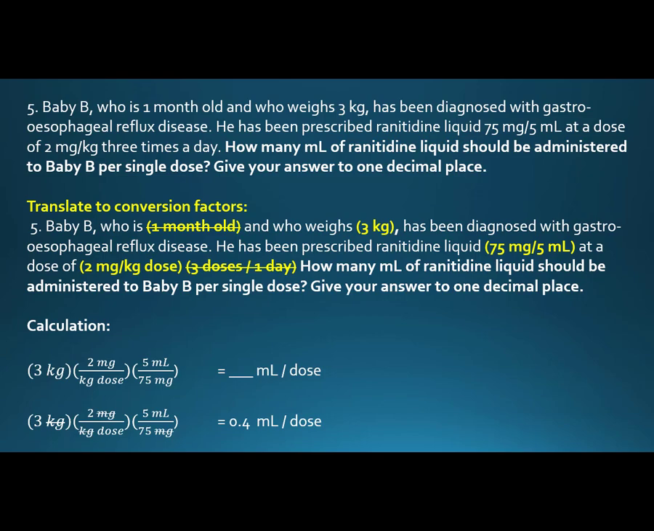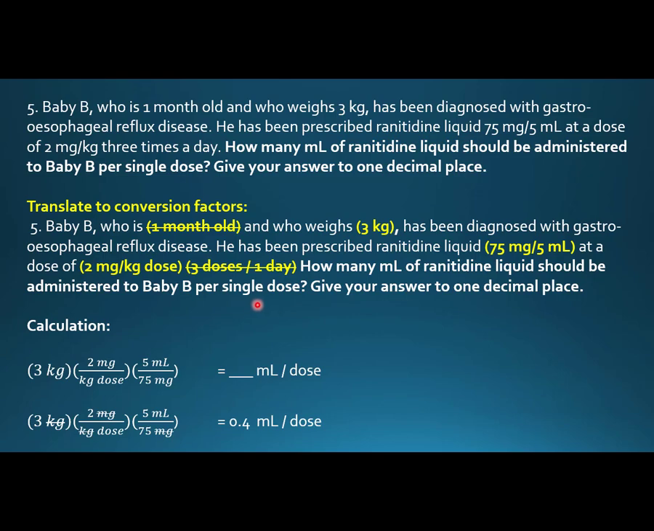Who weighs 3 kilograms? So I mentioned again that when we see weight, it's probably going to be something that we put solo when we get to the calculation, so probably on the far left. Has been diagnosed with gastroesophageal reflux disease. Now that's a little tough for me because we call it GERD, gastroesophageal. We take that O away, but I understand it's GORD in the UK. He's been prescribed ranitidine liquid, 75 milligrams per 5 mLs, had a dose of 2 milligrams per kilogram per dose.